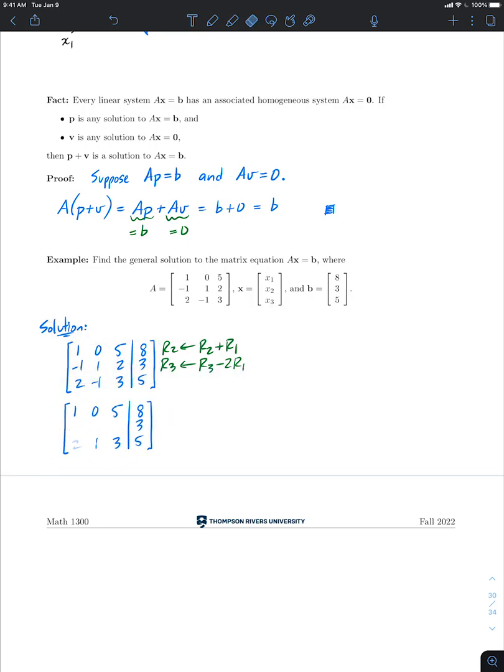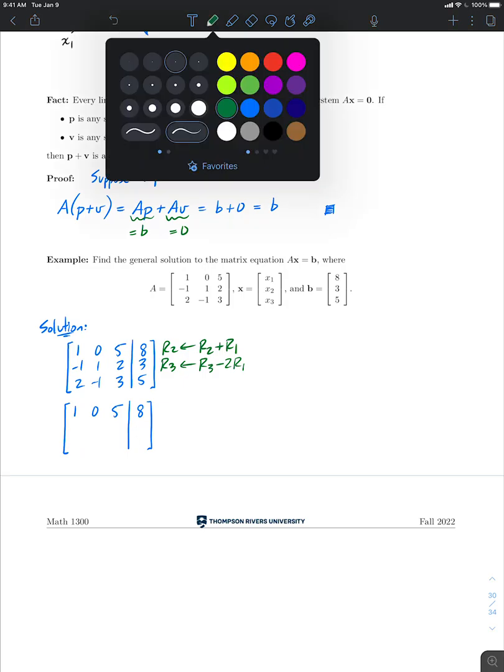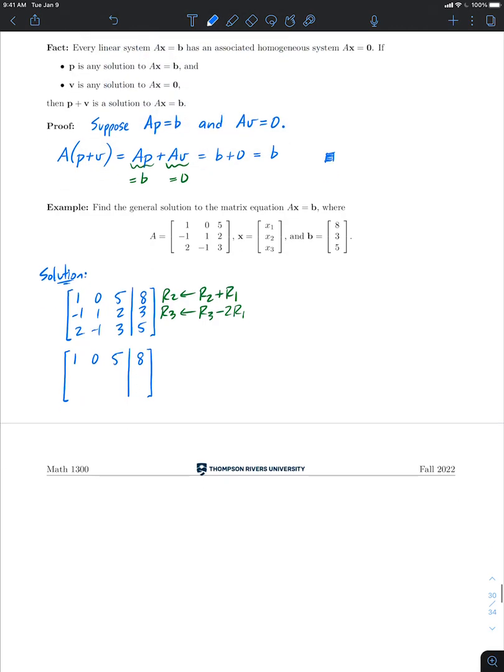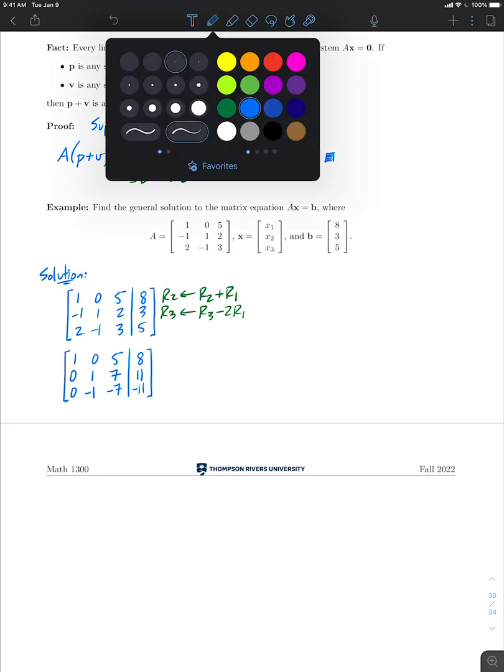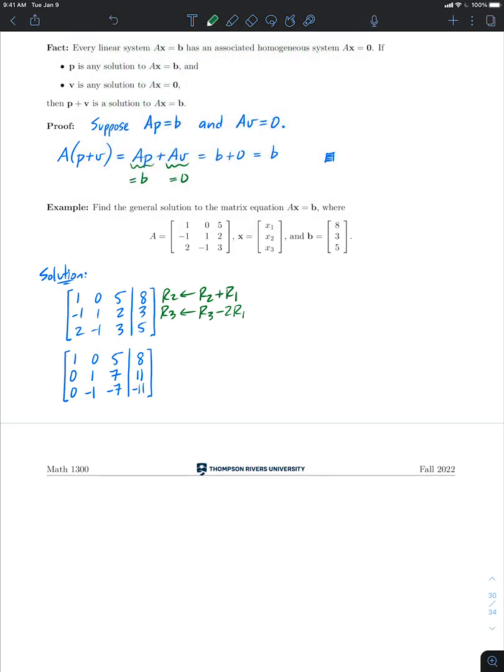So let me just erase these rows. Okay, so what's going to happen in row 2? We're going to have 0, 1, 7, 11, and then in row 3 we're going to have 0, negative 1, negative 7, negative 11. Okay, so that looks nice. Row 3 is just the negative of row 2, so we can just take row 3 and replace it with row 3 plus row 2.